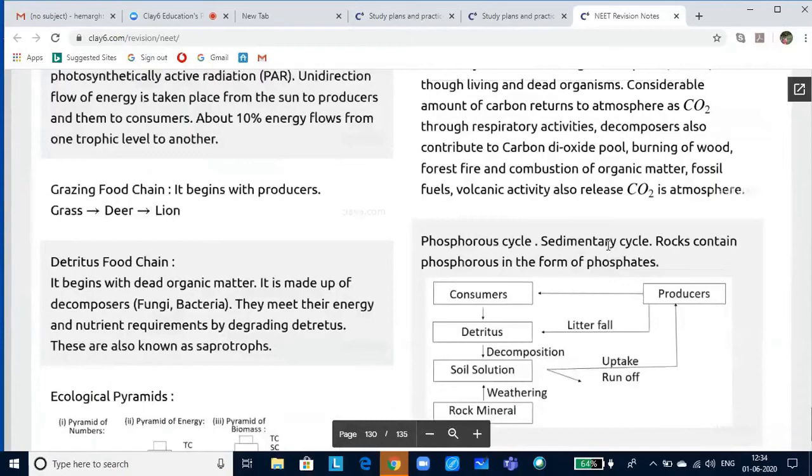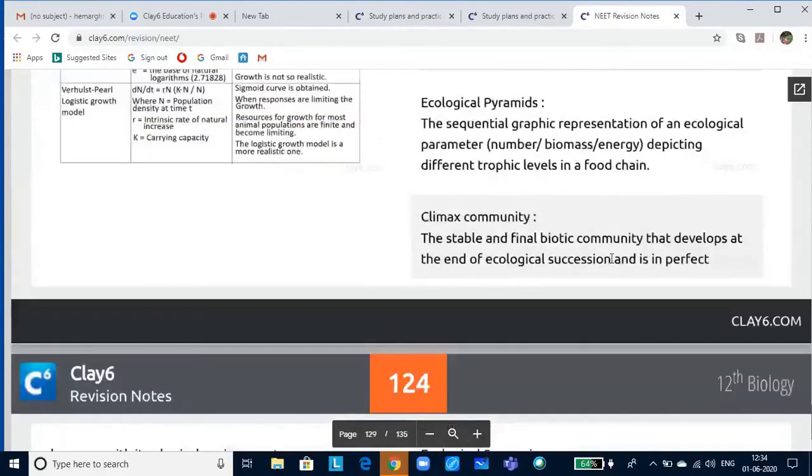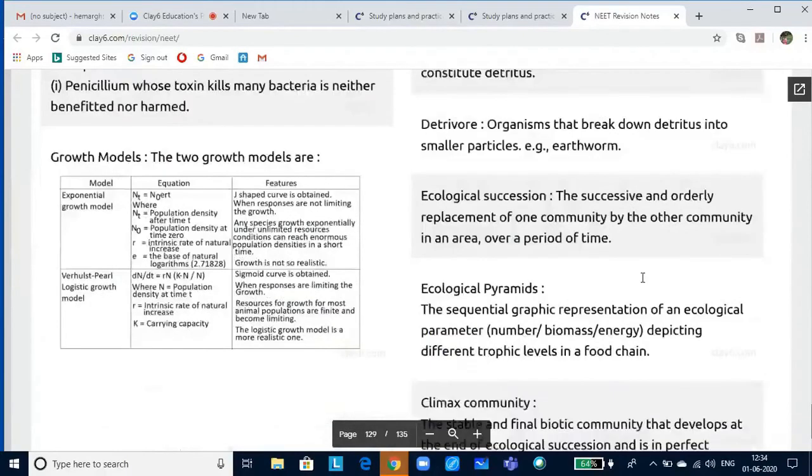So let us now look at the ecological pyramids. Ecological pyramids are the graphic representations of the trophic structure and functions at successive trophic levels. Ecological pyramids can be shown in terms of their number, biomass or energy content, and the concept of this pyramid was proposed by Charles Elton, and so they are also known as Eltonian pyramids.